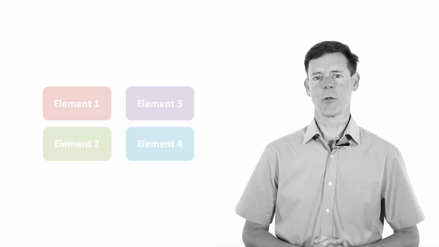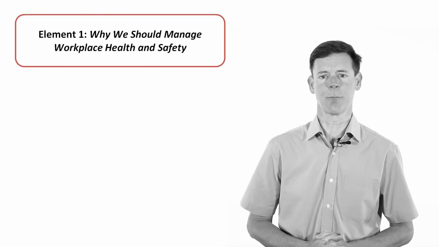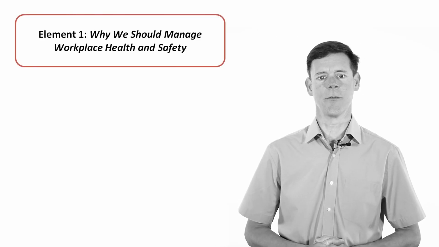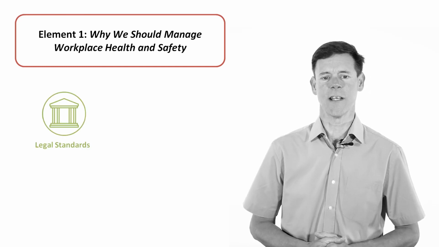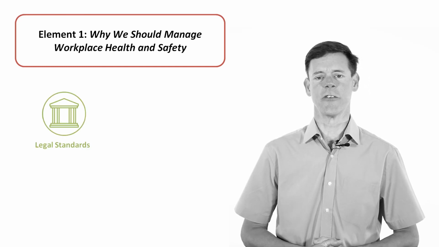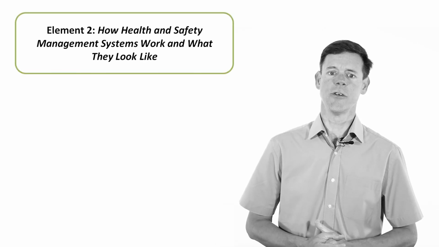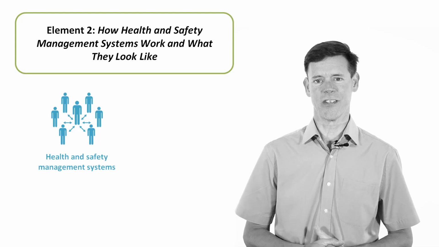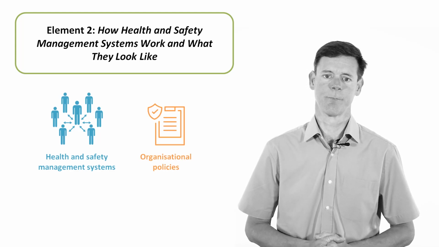This part of the course, Unit 1, is made up of 4 chapters or elements. Element 1 gives an explanation of the reasons for managing health and safety effectively, including an examination of legal standards and an introduction to the principles of contractor management. Element 2 introduces the idea of health and safety management systems and how these are set out in organisational policies.